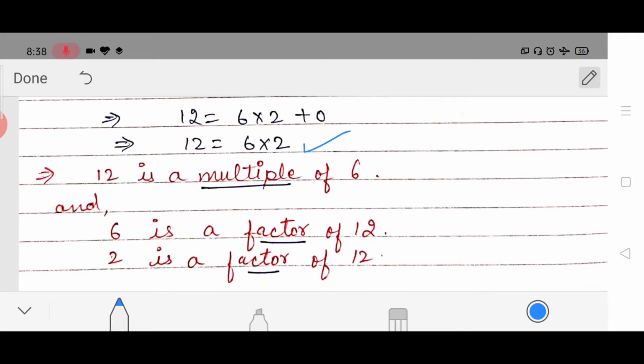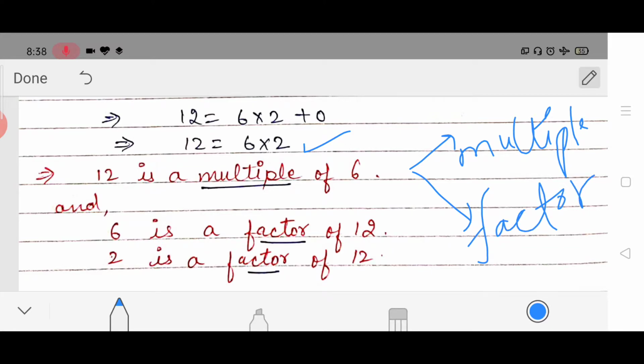From here there are two important things that you have to note down in your notebook and keep in your mind. We have two terms, one is multiple and the other is factor. From this equation you can see 12 is equal to 6 into 2. So we can say 12 is a multiple of 6. This is very important. That means 12 comes in the table of 6.